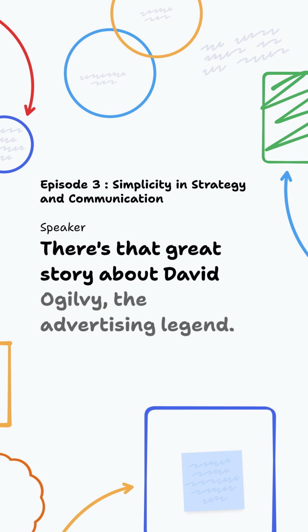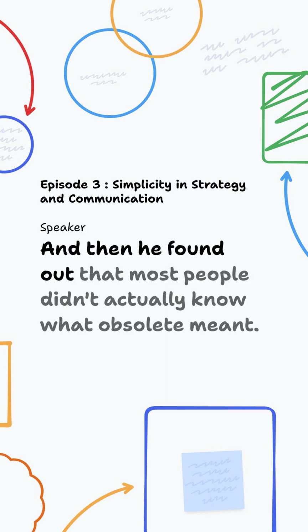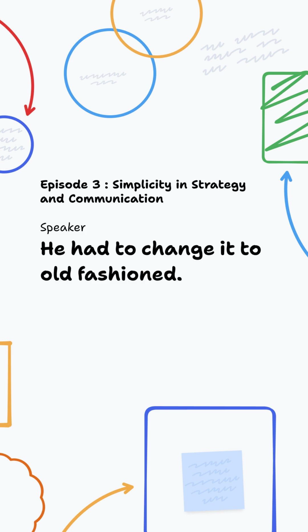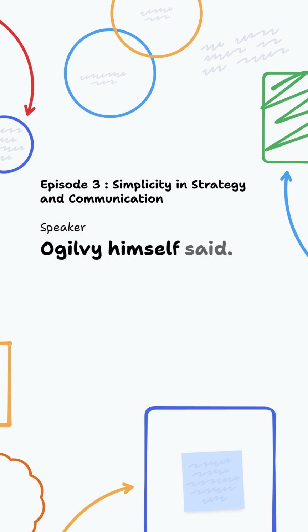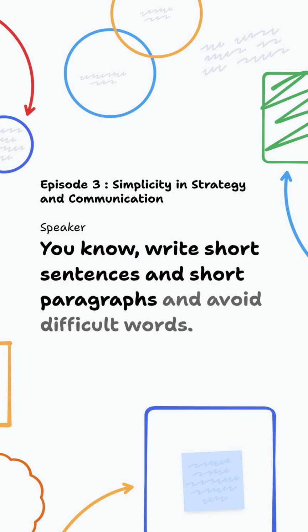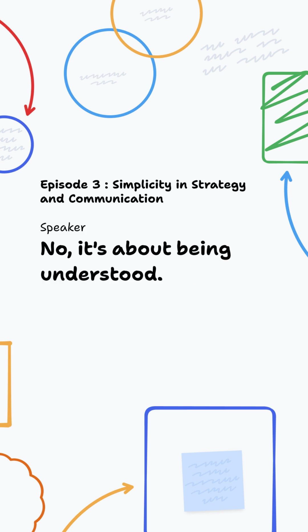There's a great story about David Ogilvy, the advertising legend. He used the word obsolete to describe soaps compared to Dove. Right. And then he found out that most people didn't actually know what obsolete meant. He had to change it to old-fashioned. Perfect example. It drives home the need for simple, accessible language. Ogilvy himself said, write short sentences and short paragraphs and avoid difficult words. It's not about sounding smart with jargon. No, it's about being understood, period.